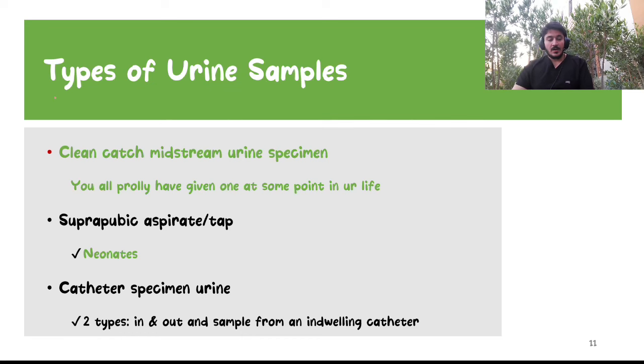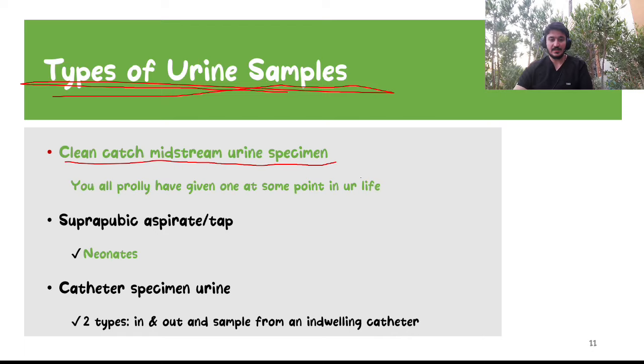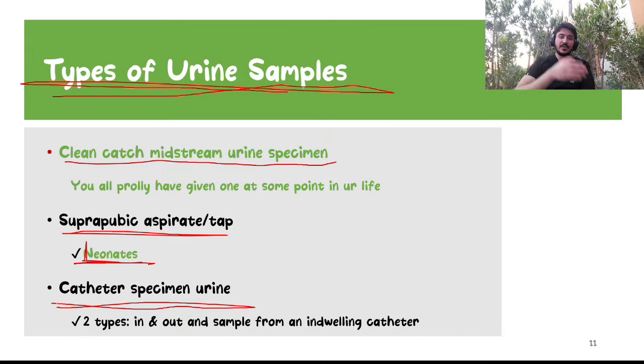So we have different types of urine samples. We have the clean catch midstream urine specimen, and this is the most common one, the one all of us have probably given at some point in our life. We have the suprapubic tap, which is used specifically for neonates. It's important to remember this. We have the catheter specimen, because for patients on a catheter, we're not going to remove the catheter and then ask them to give a midstream urine specimen. We're just going to take it from the catheter. And I'm going to discuss more on how we take a catheter sample.